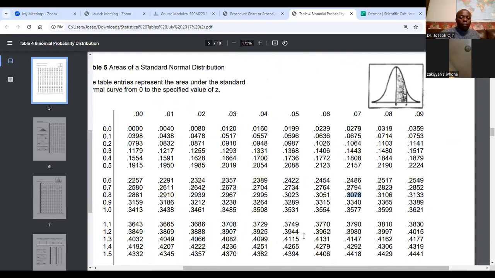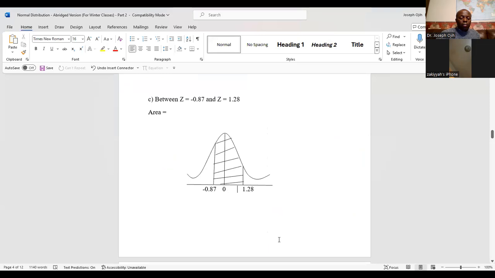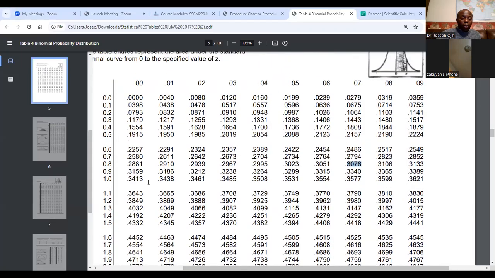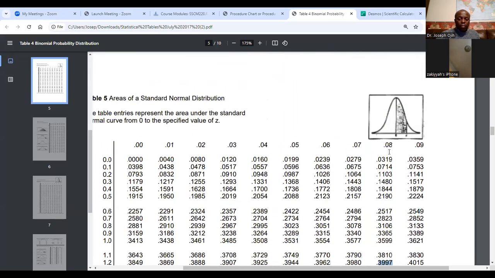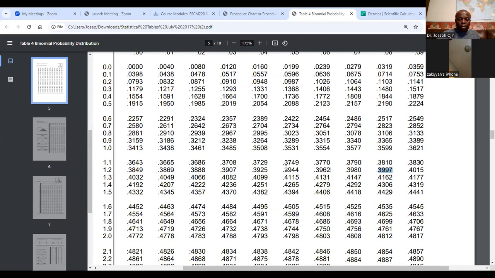Now, next one to look for is 1.28. Going back, we have 1.2 right here. You go under it. Right here. See, look at it right there. 1.2 under it. Okay, 0.3997. So let's go and put it in our work.